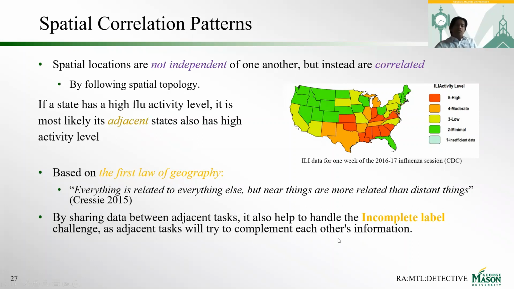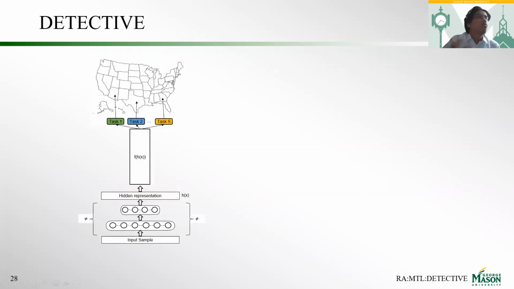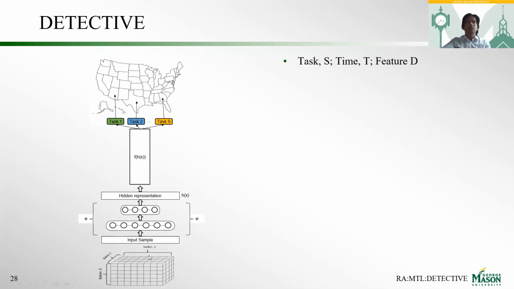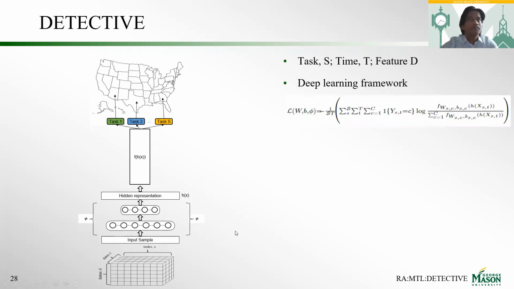So I have discussed the related works, the problem, and the challenges we are going to address. What does it look like? This is our model framework, think of it as the skeleton. You have the input sample, and for each task you try to forecast the event. Take input data: the task, then time and features. In a generic deep learning framework, there is a main objective function.